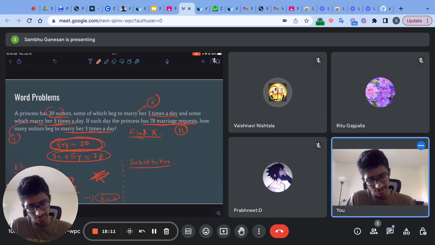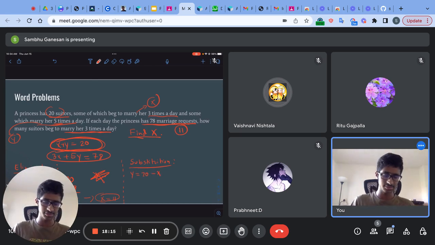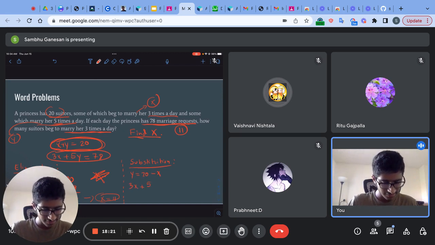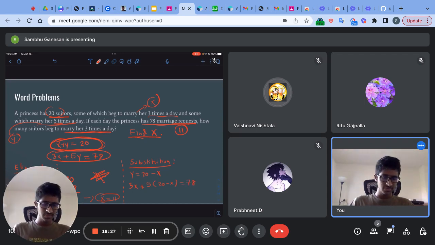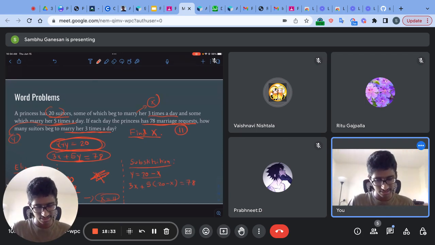So using that first equation, you get y equals 20 minus x. You're just subtracting x on both sides. And then you can substitute that into the second equation. So you get 3x plus 5 times (20 minus x) equal to 78. Does this make sense? Because all I'm doing is plugging in 20 minus x instead of this y right here. And then it's just basic algebra after this.